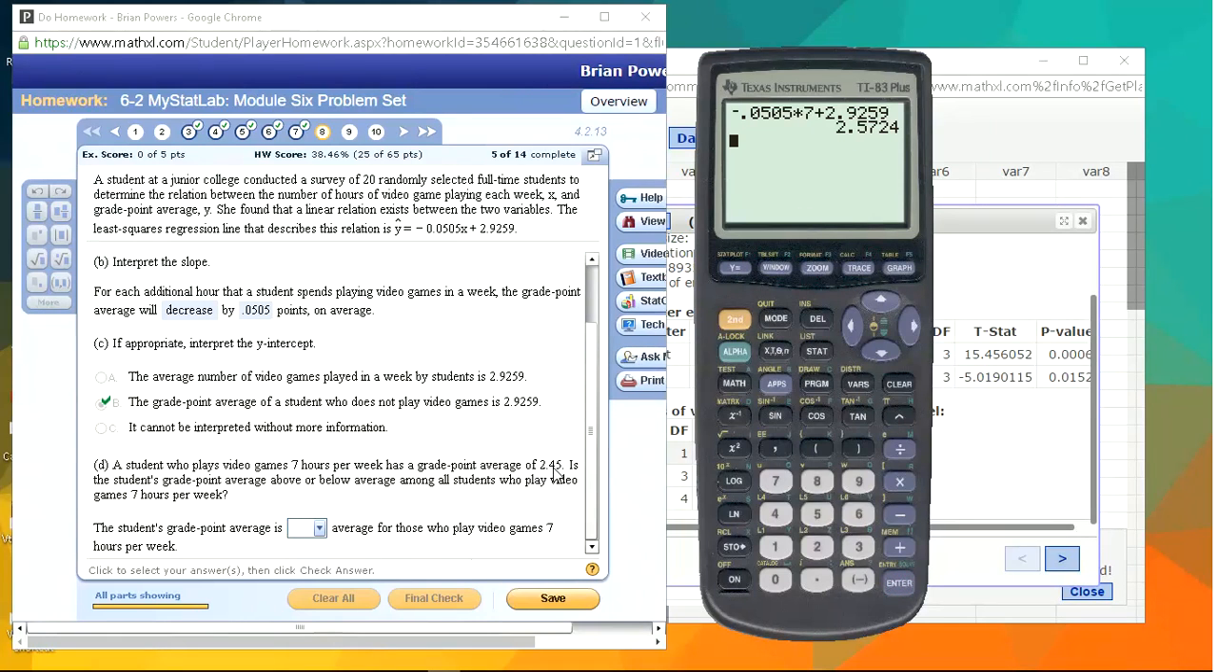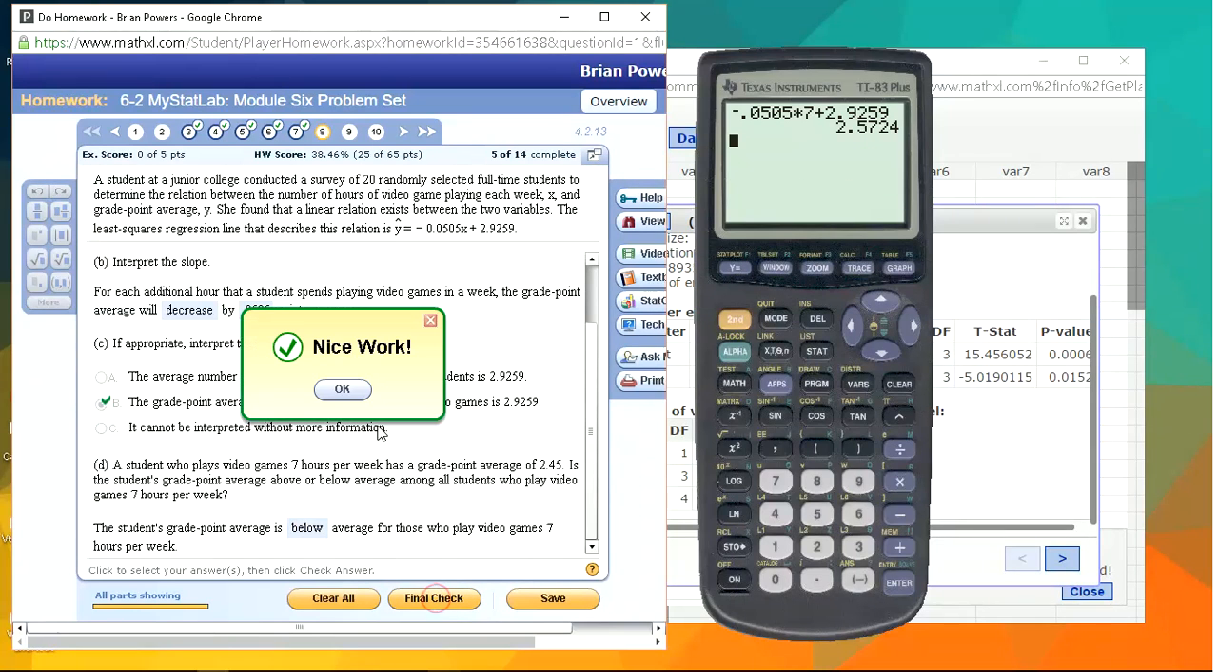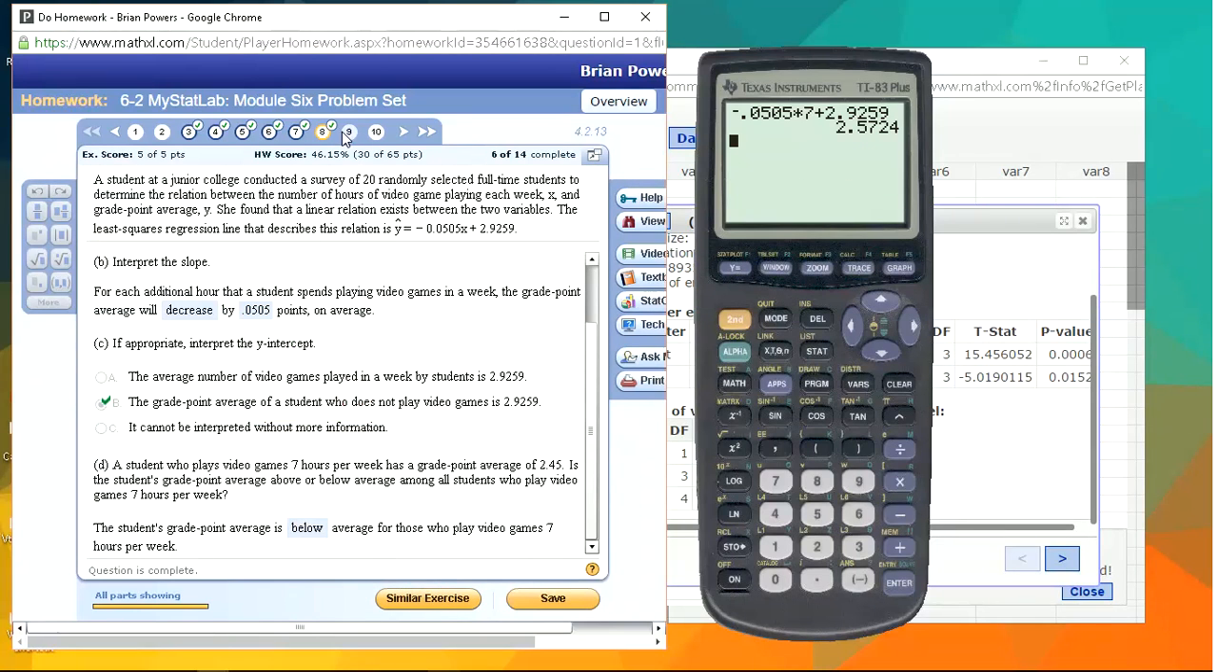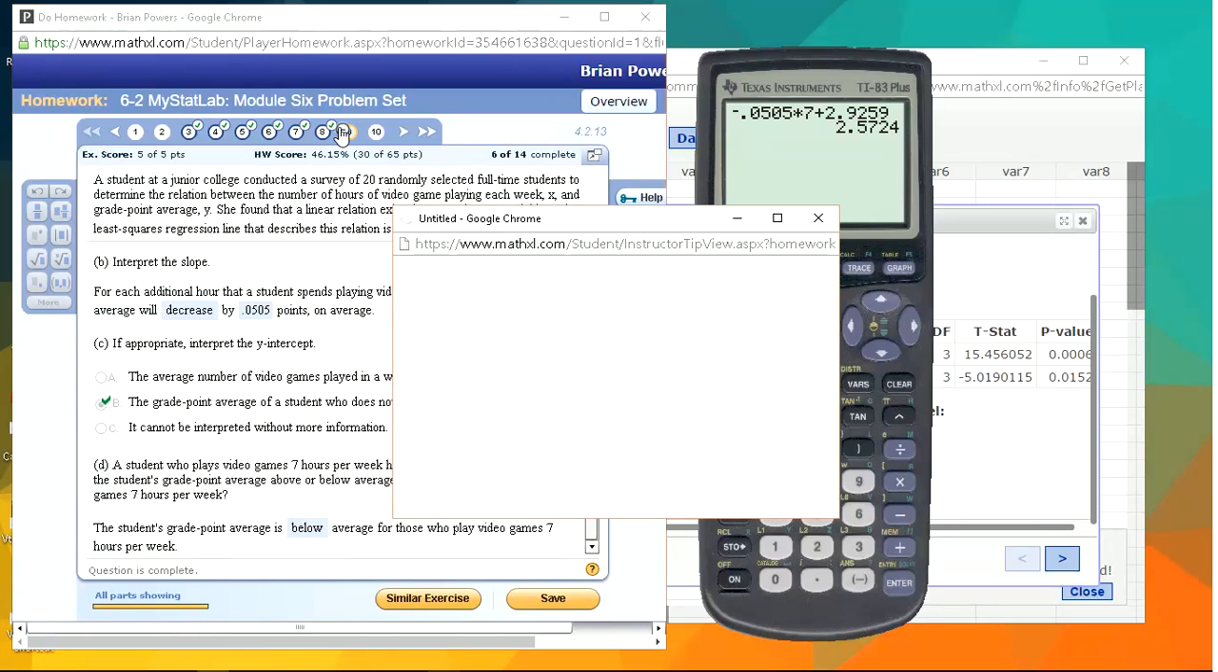This guy has 2.45, which is less than what the model would predict. The student's grade point average is below this. His GPA is below the average for those students because it's less than what the model would predict. Excellent.